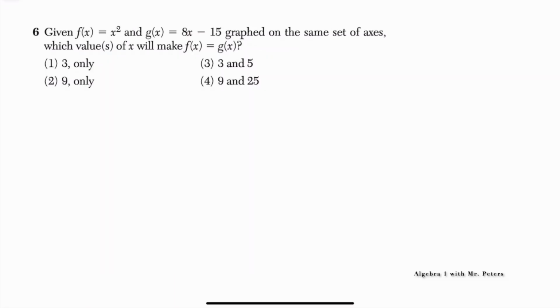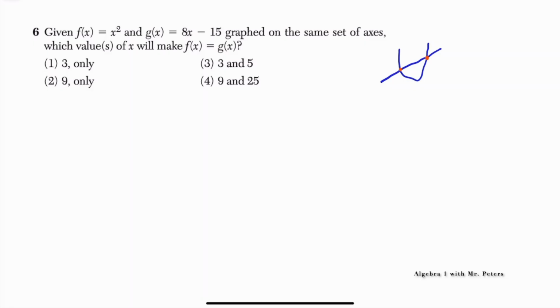In problem number 6, they give us a function f of x is equal to x squared and a g of x function 8x minus 15. And they want us to determine what value of x will make these two functions equal to each other. So what is this actually saying? They're saying we have a parabola and a linear equation, and when we graph it, what x values are going to make the functions equal to each other, aka what x values will they intersect at?